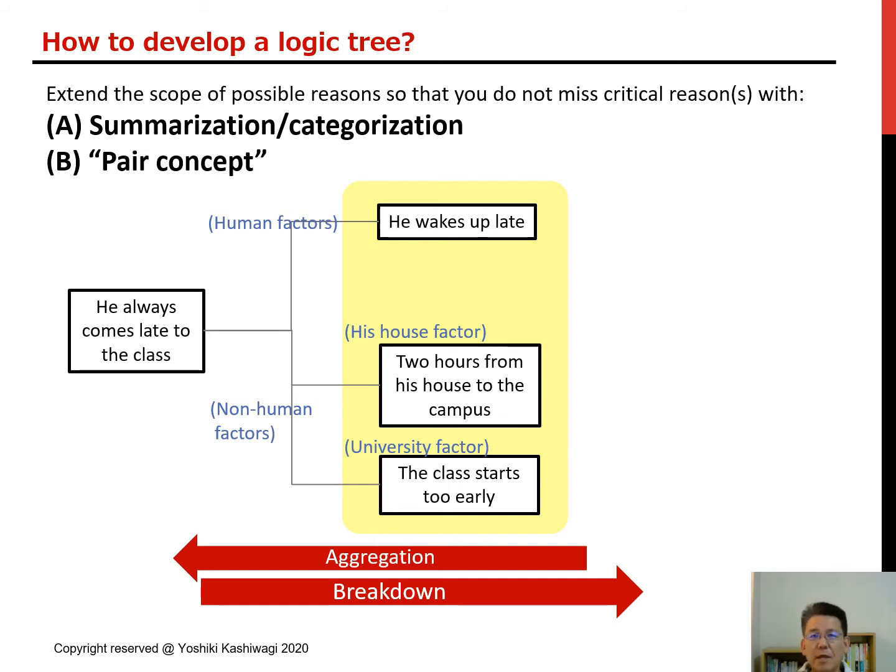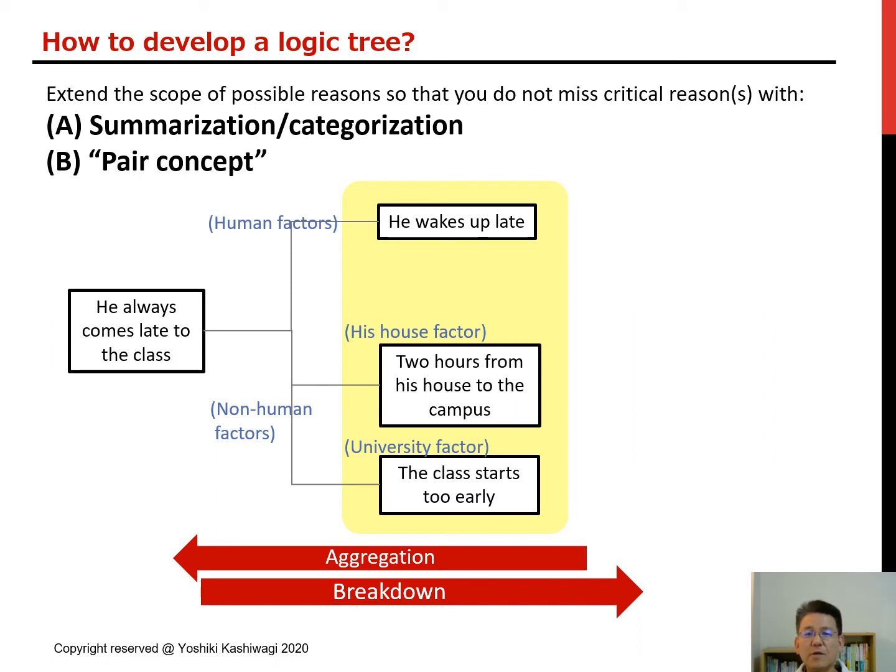Also, sometimes you can start from the specific reason and aggregate those reasons to make the upper layer of the reason. So this is aggregation from right-hand side to left-hand side. And in the opposite way, you can break down by asking why so. There are two directions. Aggregation by asking so what, starting from the specific reason.